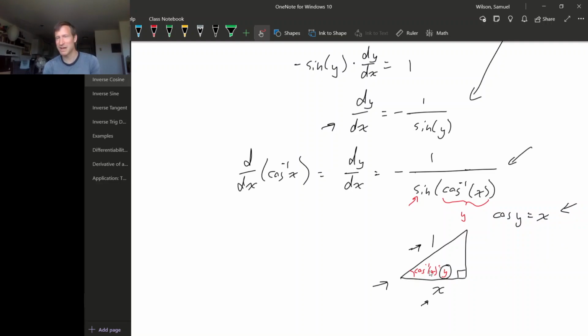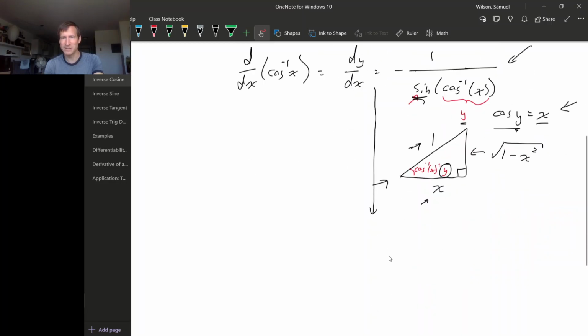Right? We've arranged for a right triangle to have an angle called y, so that the cosine of that angle is x. But now that we have this picture, we can find the third side using the Pythagorean theorem. We get the square root of 1 minus x squared. And now, using this picture, we can find sine of the angle y. That's just going to be the opposite side over the hypotenuse. So this function that looks really messy is actually just minus 1 over sine y, but sine of y is this square root here over 1. So the square root of 1 minus x squared.